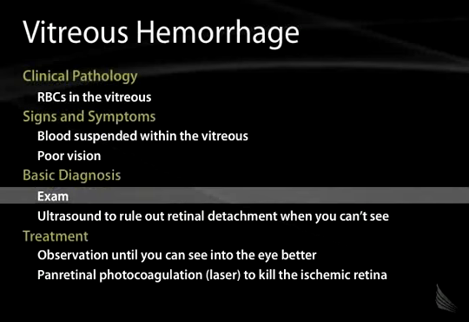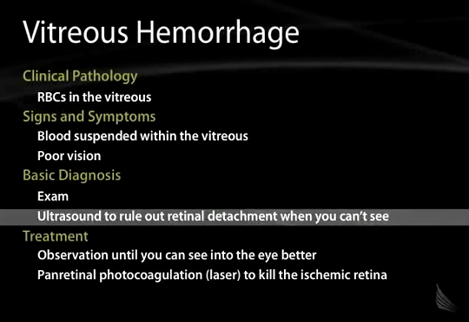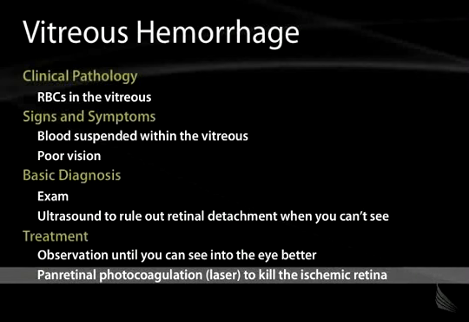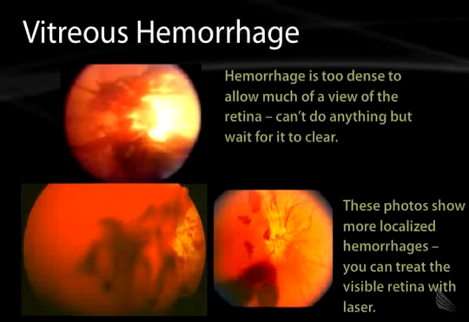The basic diagnosis is based on the exam. You should get an ultrasound if you can't see if the retina is attached or not. Treatment often involves observation, waiting for the blood to clear out of the vitreous. Also, laser treatment of the retina will kill the ischemic retina and turn off the signal for VEGF, decreasing the need for neovascularization. Here are some pictures of vitreous hemorrhages.